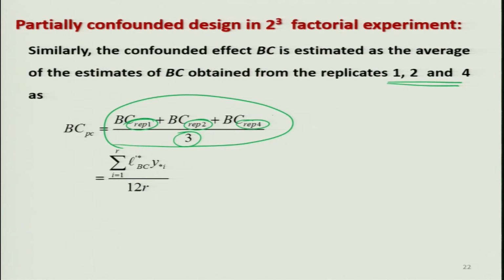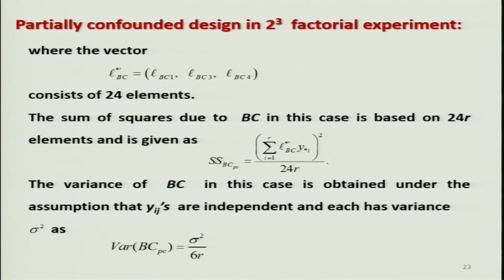So now if you express BC rep 1, rep 2 and BC rep 4 in the form of a linear function and combine them, I can express it in this format: summation i goes from 1 to R of L star transpose BC y star i divided by 12R. So now all these components, L star AC, BC etc., are going to have only two types of elements, +1 and -1, but their positions are going to be different, and this vector L star transpose BC is again a 24 by 1 vector, which has 8 elements from replicate 1, 8 elements from replicate 3 and 8 elements from replicate 4.